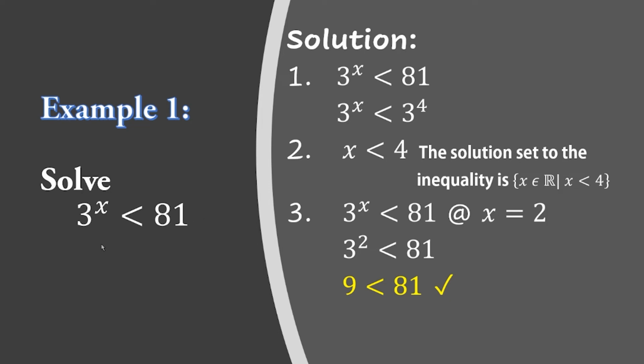So the solution set for 3 raised to x less than 81 is x is an element of the real numbers such that x is less than 4. Let's have another example.